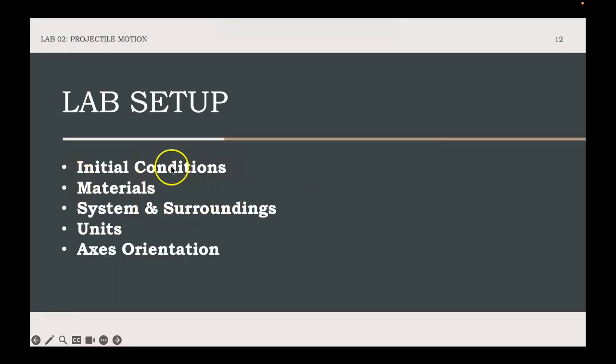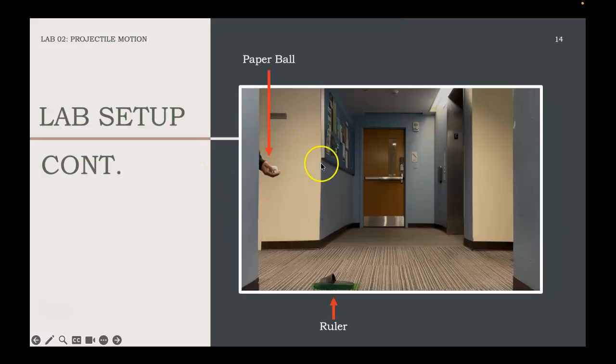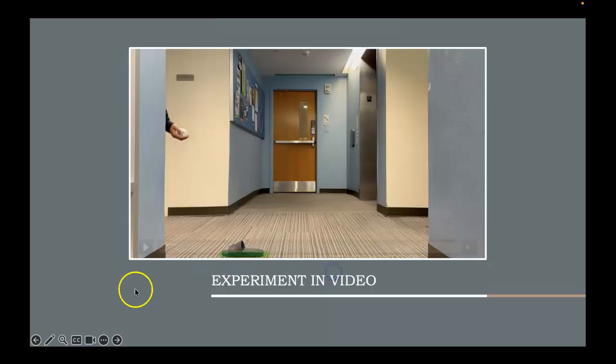Now, lab setup here, we have our initial conditions, which I'll discuss later. Our materials were a paper ball, a ruler, and our camera. Our system was the paper ball, and the surroundings were the earth and everything else, basically. Our units were meters, seconds, and kilograms. And our axis orientation here, we put the origin under the initial position, our x-axis on the floor, and the right side was our positive, and up was also positive. This is another diagram, our paper ball and our ruler, and this is our experiment in video.